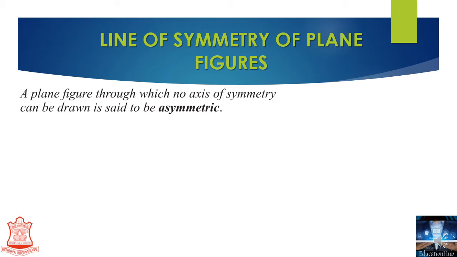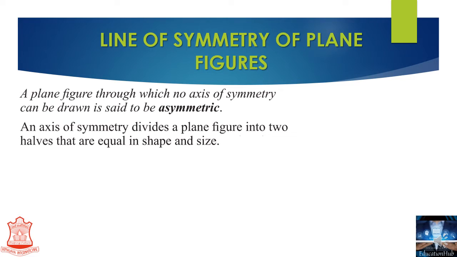A plane figure through which no axis of symmetry can be drawn is said to be a asymmetric figure. That means एक figure या कोई भी plane figure जिस पे से हम एक भी line of symmetry और axis of symmetry draw नहीं कर सकते, that means वो figure हमारी two identical shape and size के अंदर divide नहीं हो सकती, उस figure को we are going to say it as asymmetric.